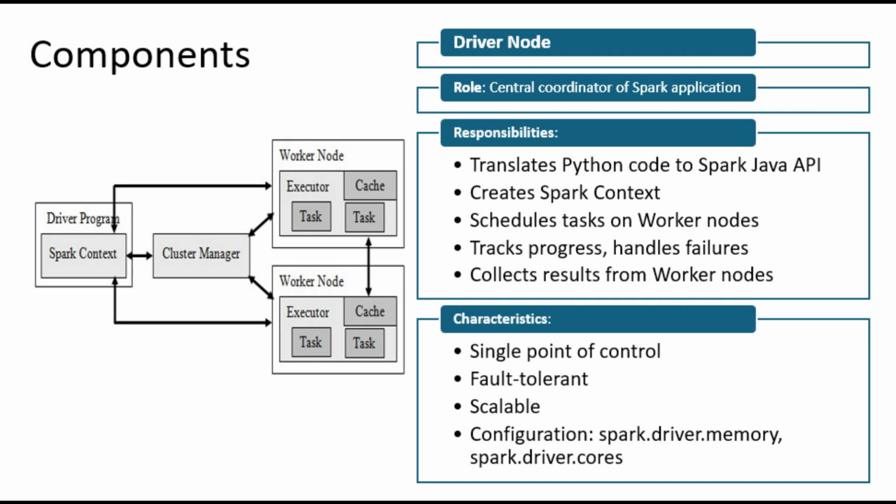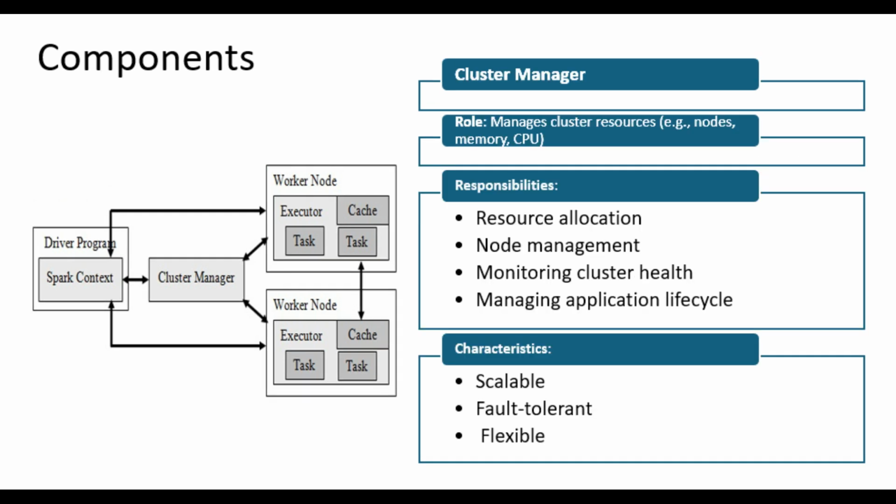Driver node components are 1. Spark context. Manages Spark application. 2. DAG scheduler. Schedules tasks. 3. Task scheduler. Assigns tasks to worker nodes. 4. Block manager. Manages data storage. Driver node workflow includes 1. Receives user code. 2. Translates code. 3. Creates Spark context. 4. Requests resources. 5. Schedules tasks. 6. Retrieves results.